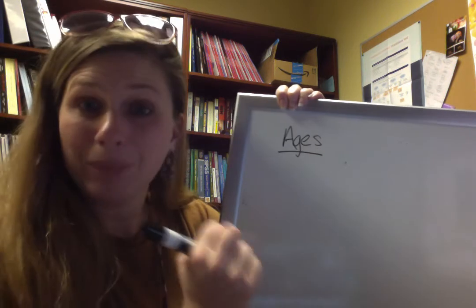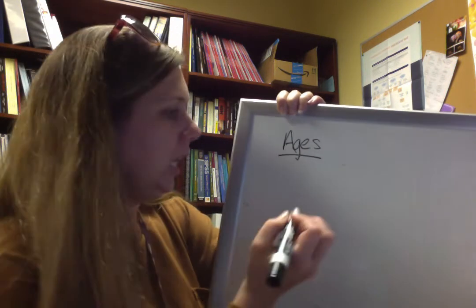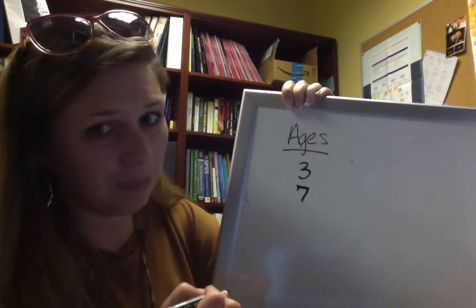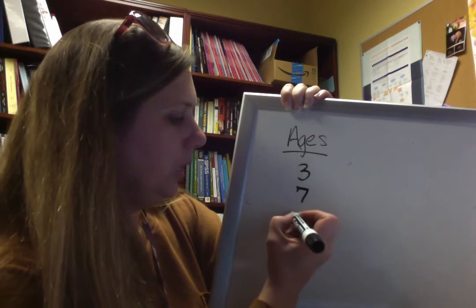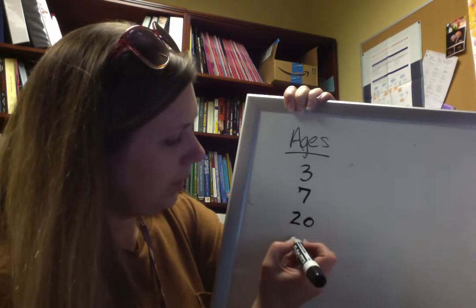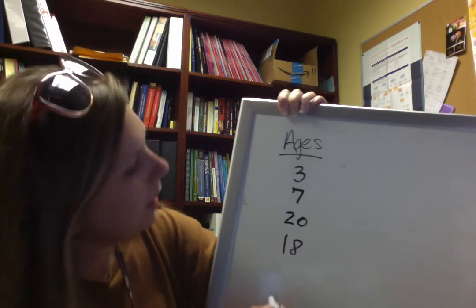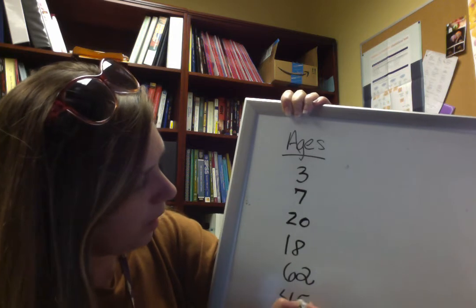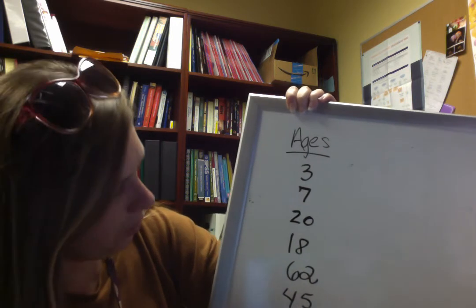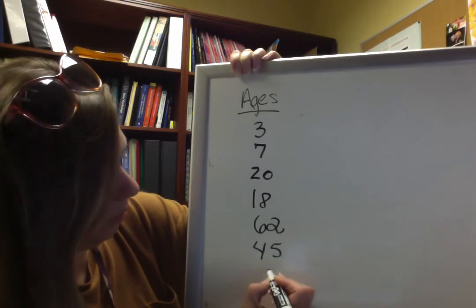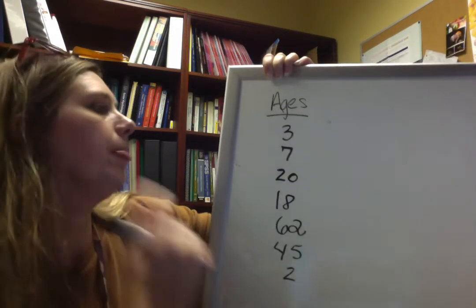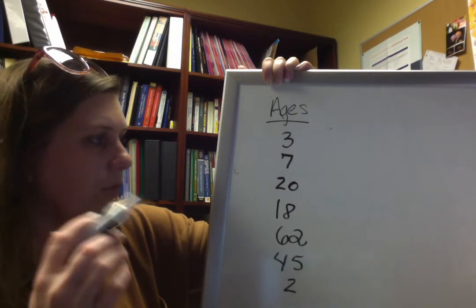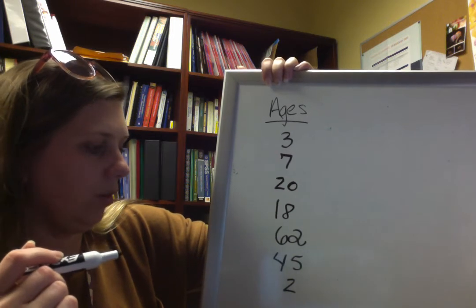For me, I run into tiny people very first thing. So we're going to have 3 and 7. But let's just say you're going about your world and you run into someone who's 20 and someone who's 18 and someone who is 62 and 45. Maybe you run into another little child here. I'm going to stop because I'm getting too far on the board. So these are the people who are in this particular survey or study. I have a 3, a 7, a 20, an 18, a 62, a 45, and a 2.